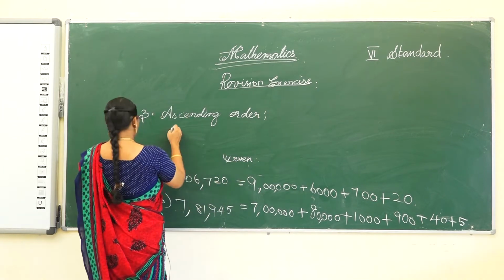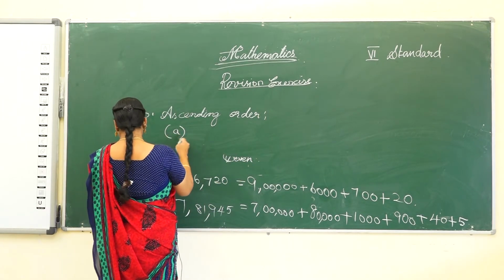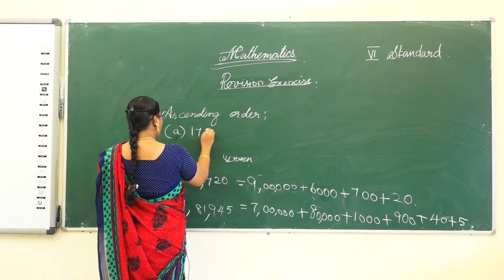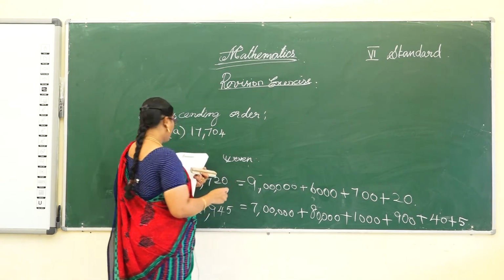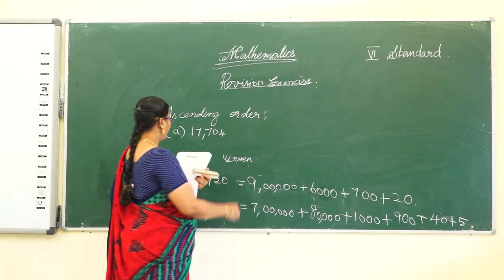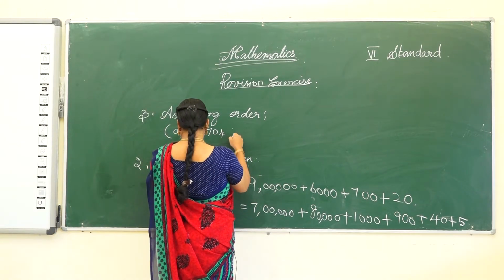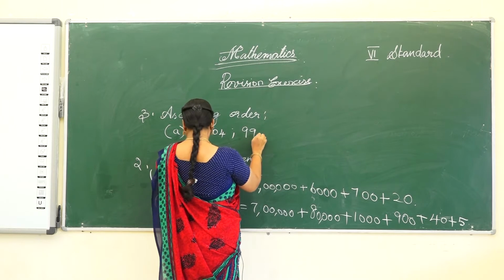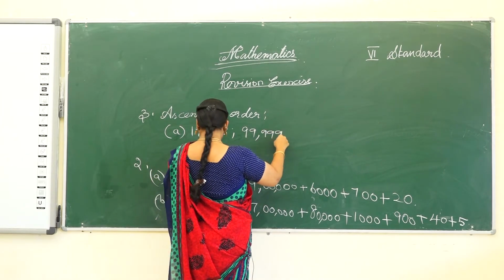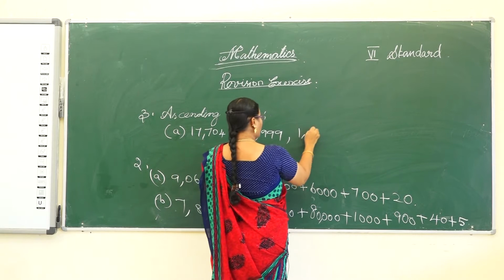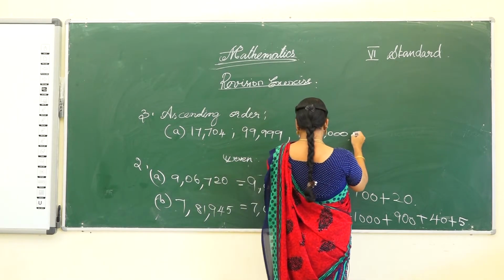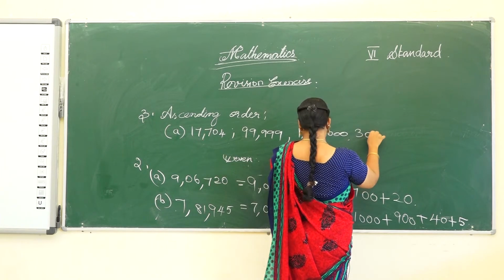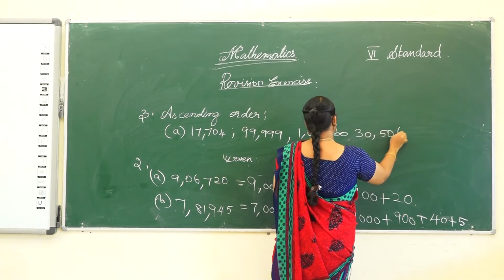Ascending order. So let us consider the first option A, 17,704. Next number, 99,999. Next one, 1 lakh, and then 30,506.